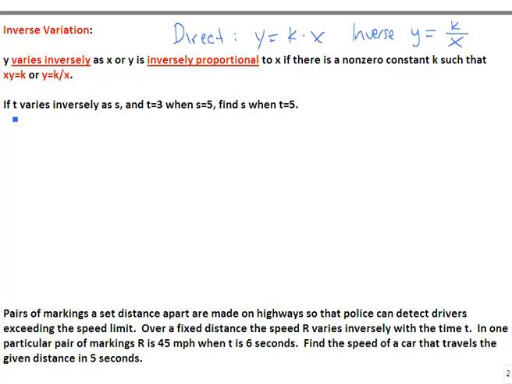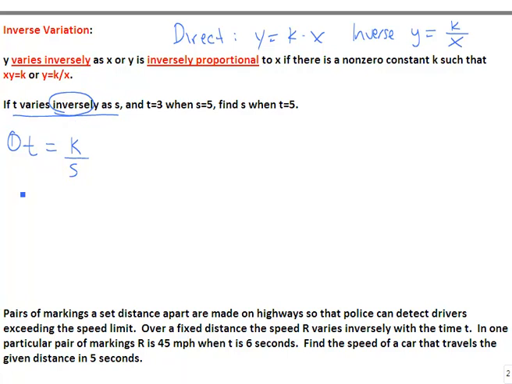So for example, if we have t varies inversely as s, and t is 3 when s is 5, find s when t equals 5. So right off the bat, we know that t varies inversely as s. So whatever variable is listed first is going to go on the left side of your equals. And since this is an inverse variation, we are going to have k on top, and underneath the k, or divided underneath that k, is our second variable, which in this problem was s. So our relationship here is t equals k divided by s, because we see the word inversely.